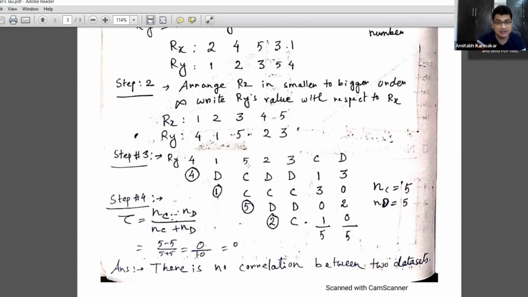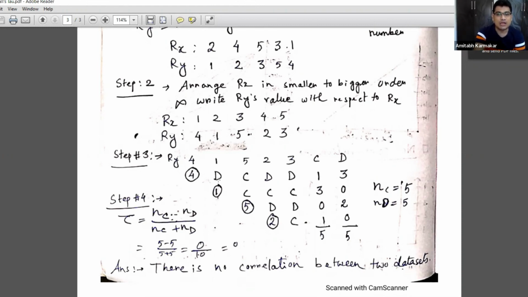Now tell me, 5 is less than 4 or greater than 4? Greater than 4. So it is C. 2 is also less than 4, D. 3 is also less than 4, D. So how many C's and how many D's are there? Correct. 1 C and 3 D's. So we'll write 1 here, and 3 here. Okay. Now next.